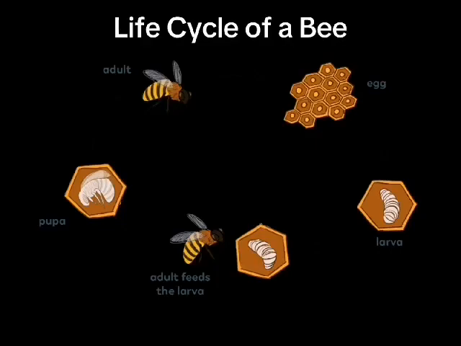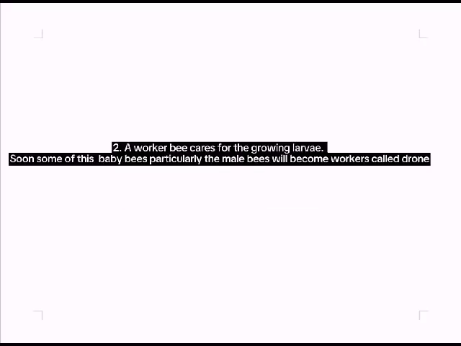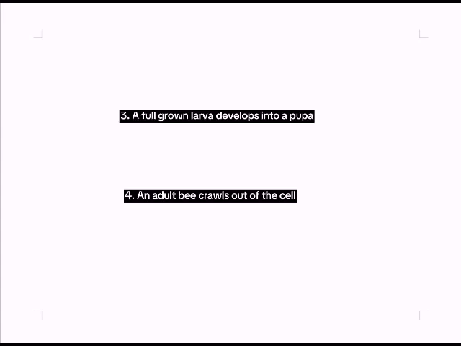Life cycle of a bee. A queen bee lays eggs. A worker bee cares for the growing larva. Soon, some of these baby bees, particularly the male bees, will become workers called drones. A full-grown larva develops into a pupa. An adult bee crawls out of the cell.